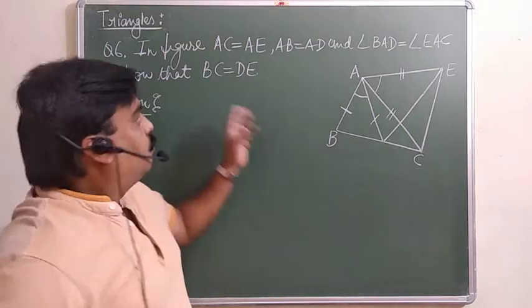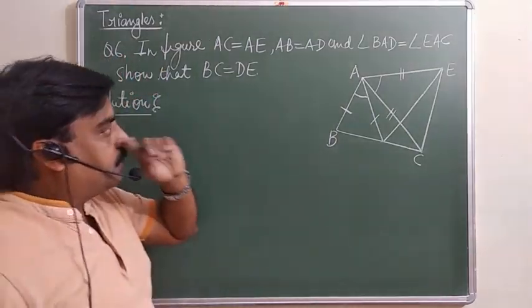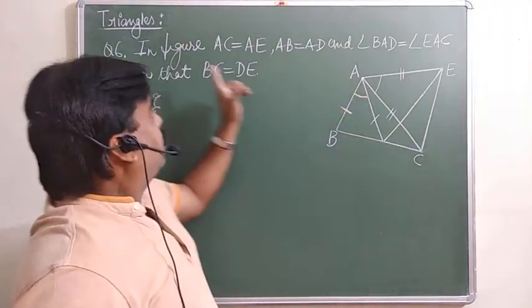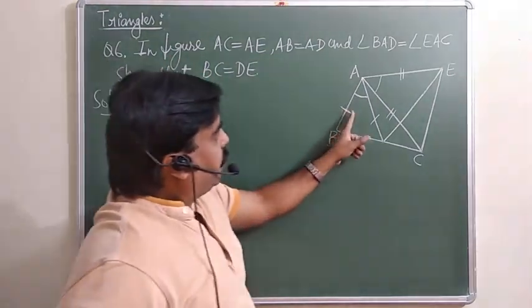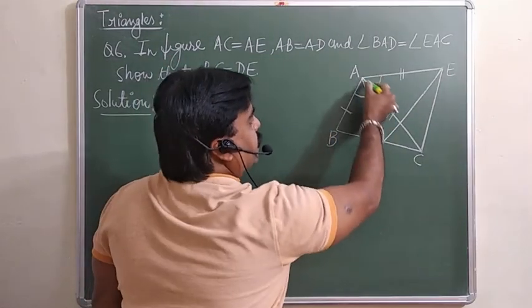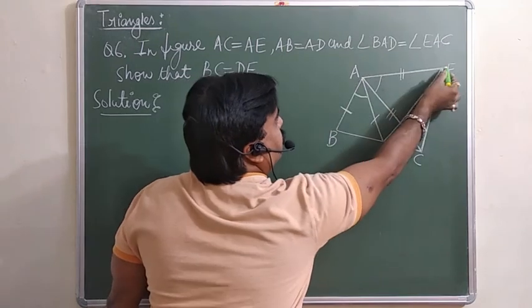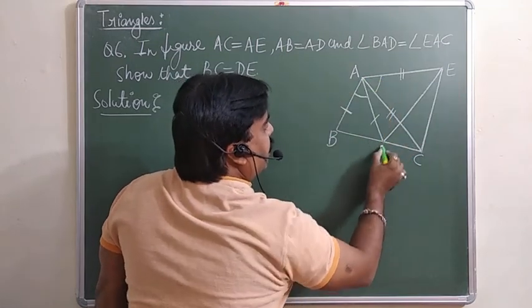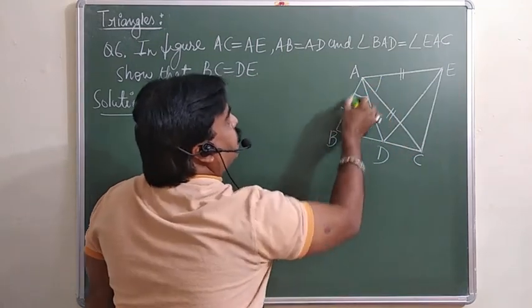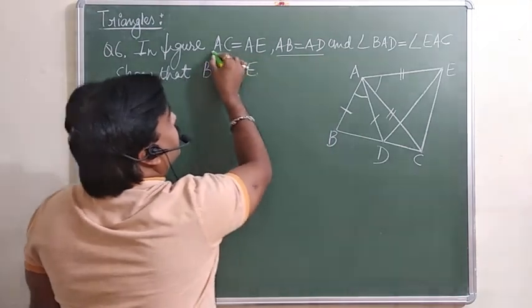Yes. Now, one more question. Question number 6 from the same exercise. In this figure, what information is given? Side AC is equal to AE. Side AD, this is D, AD is equal to AB. AB is equal to AD is given and AC is equal to AE.